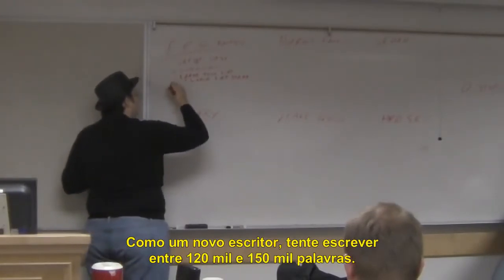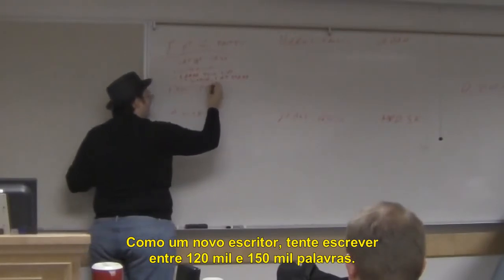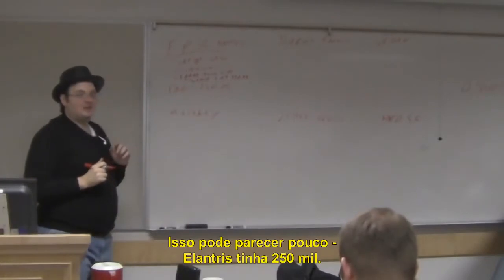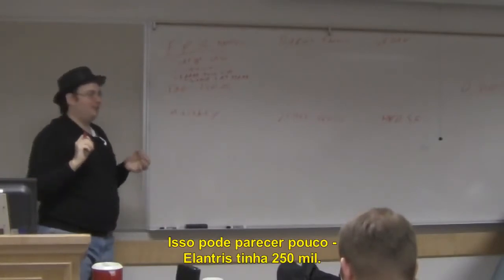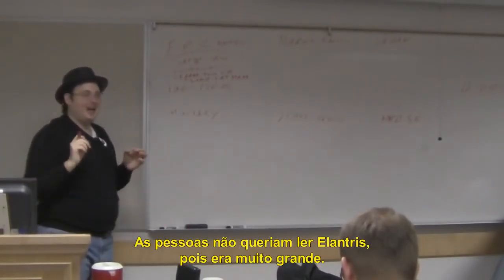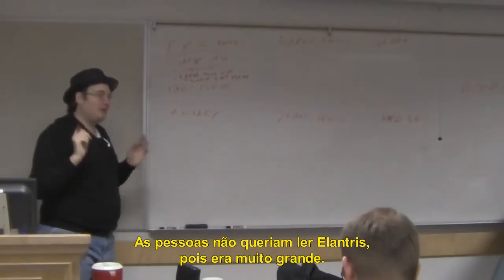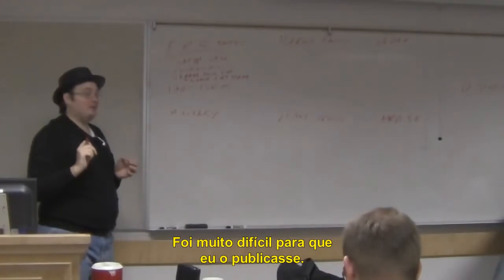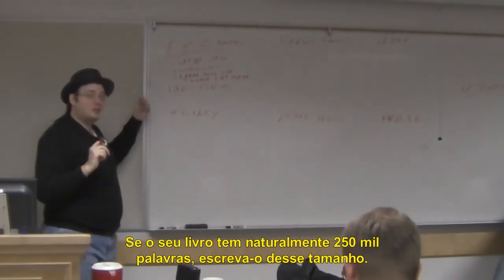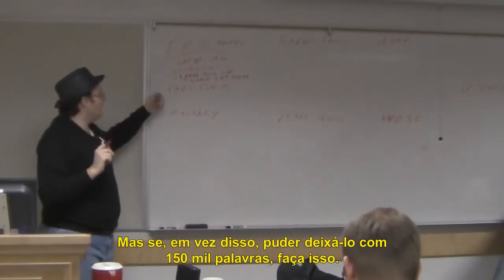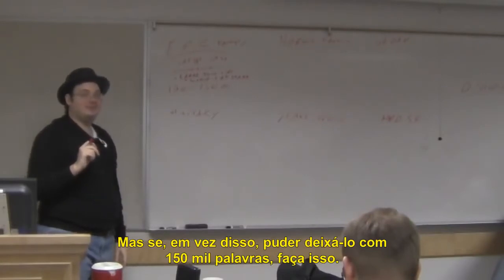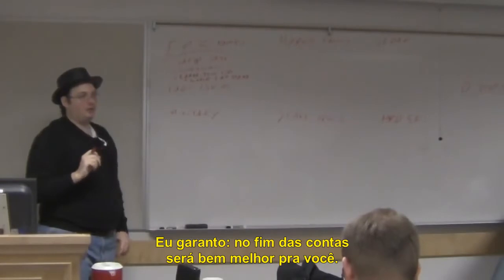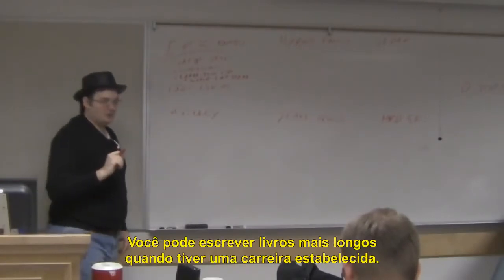As a new writer, shoot for 120 through 150K words. Okay, that may seem short. Elantris was 250. People were not willing to read Elantris because it was too big. Okay? It was really hard for me to get published. If your book is naturally 250,000 words right at that length, if you can get it to 150 instead, do it. I promise you. It will be much better for you in the long run. You can get longer later on once you have an established track record.